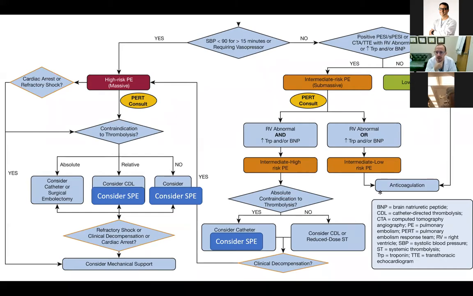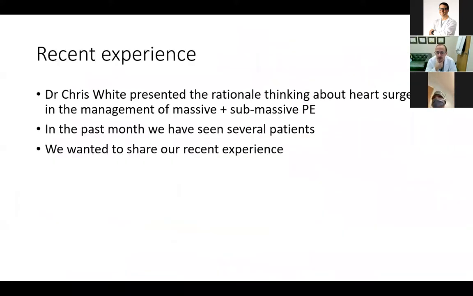But the patient population we're talking about today is intermediate risk or submassive PE that is high risk based on biomarkers and echo. And I think all of us on call have been getting more of these consults, and I think it's a good thing. And we're really trying to have this be a multidisciplinary discussion between the surgeons, the ICU doc on call, the ER doc, and the interventionalist.